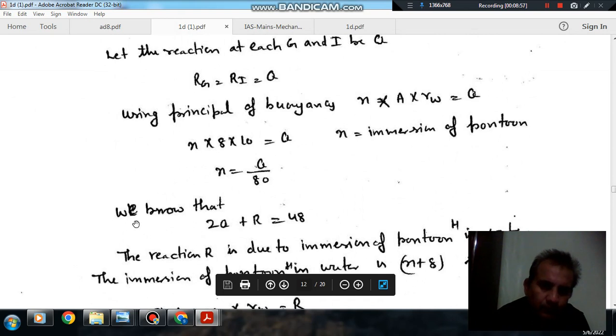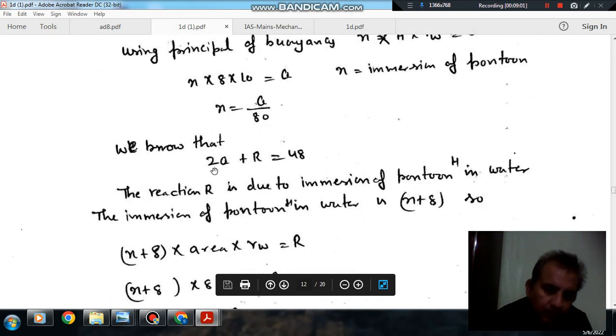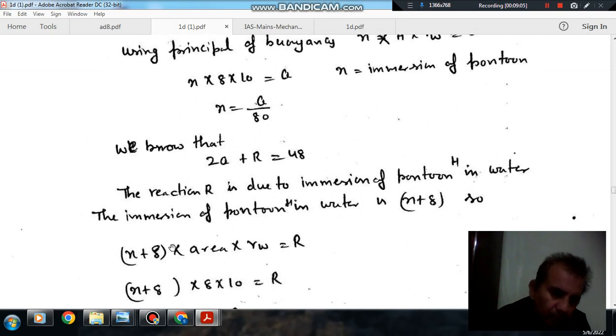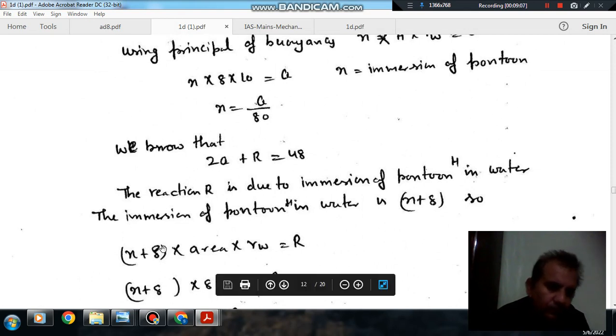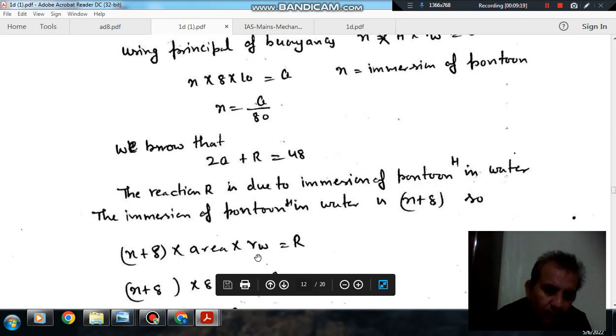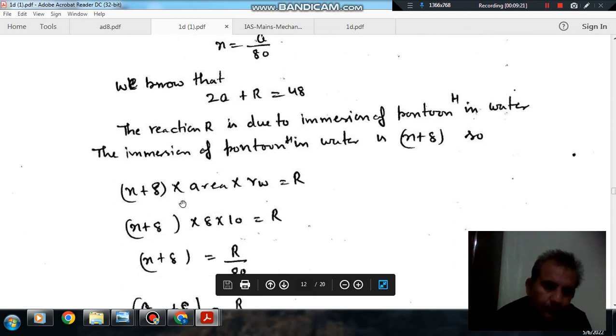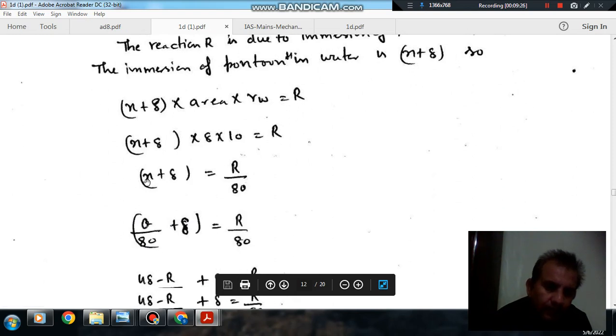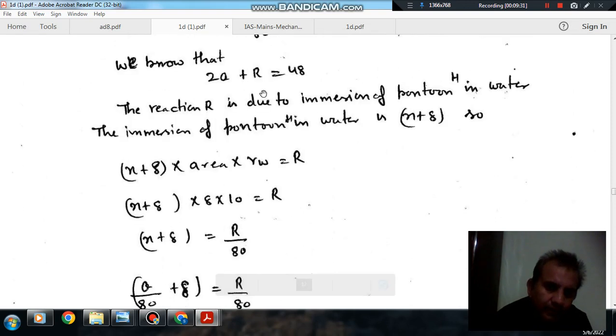Balancing forces. Now the middle pontoon goes into the water by an extra amount delta, that is the deflection of the pontoon or the midpoint. So the total immersion of the middle pontoon in water is x plus delta. So the reaction is (x plus delta) into area into gamma W, and that is R. So area is 8, this is 10, so x plus delta is R by 80, and x is your Q by 80.